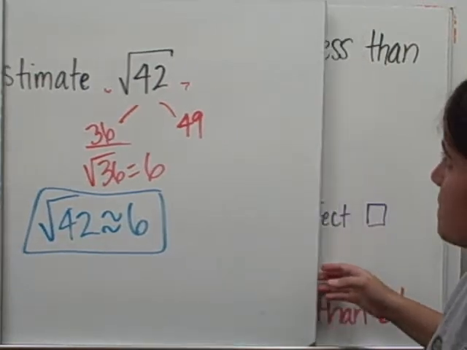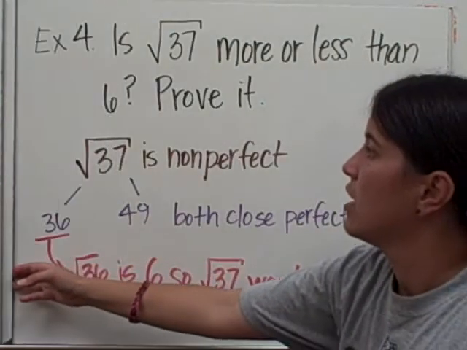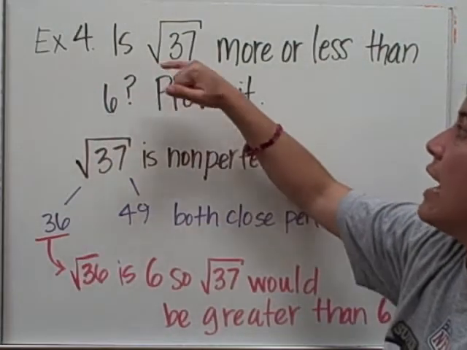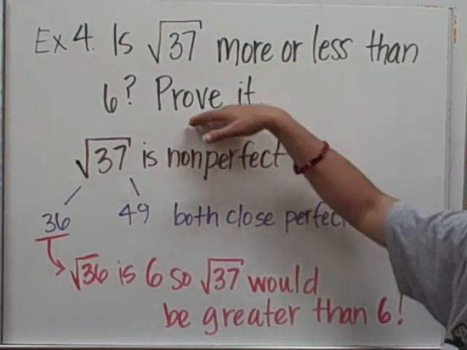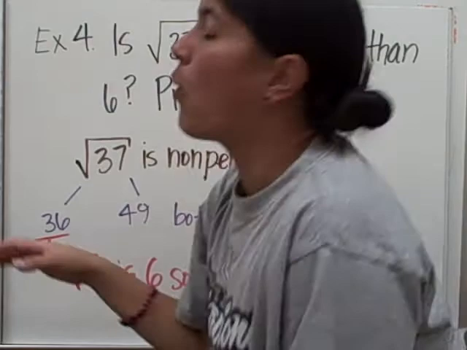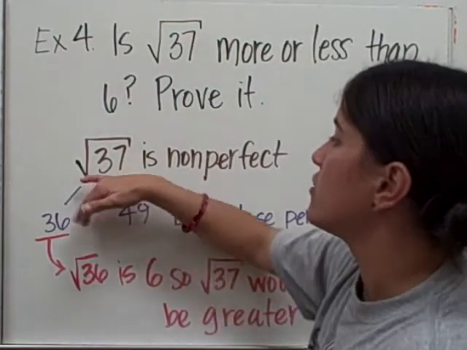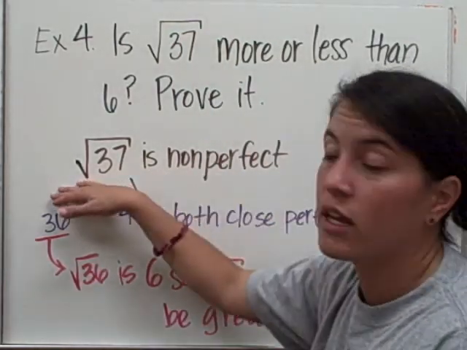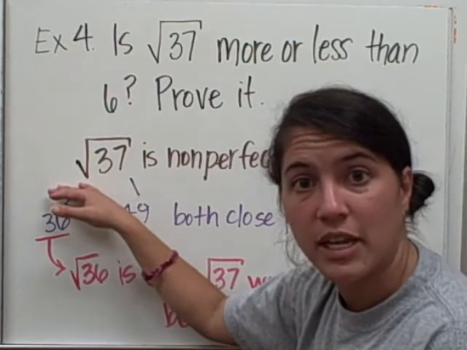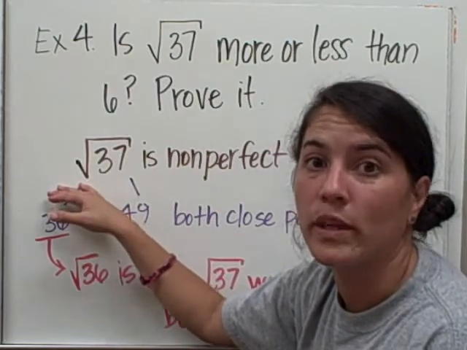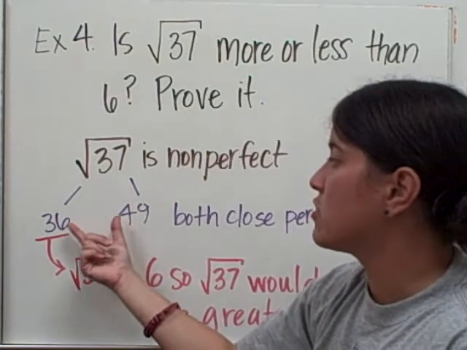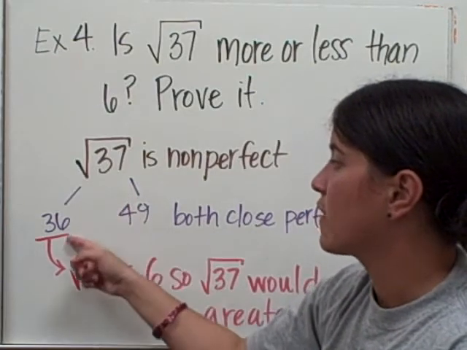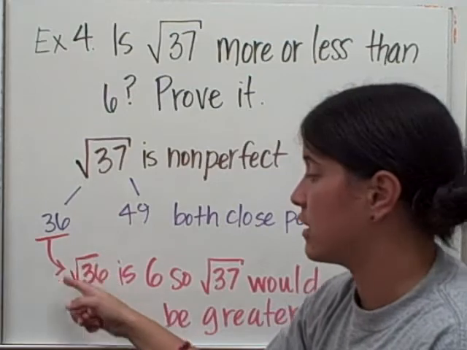All right, so example 4. Is the square root of 37 more or less than 6? Prove it. So the square root of 37, it is a non-perfect square. Non-perfect, meaning it doesn't come out to be a whole integer. It's going to be some sort of decimal. So my two closest are 36 and 49. It's very close to 36.